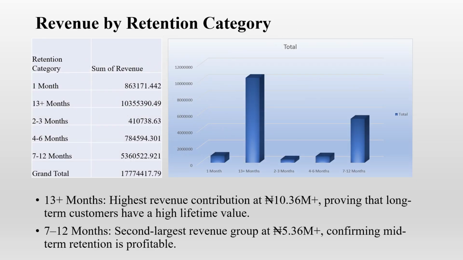Now, revenue by retention category. Here's the pivot table and the charts. From there, we can see that 13 plus months has the highest revenue contribution at 10.36 million, proving that long-term customers have a high lifetime value. 7 to 12 months is the second largest revenue group at 5.36 million, which confirms that mid-term retention is profitable.